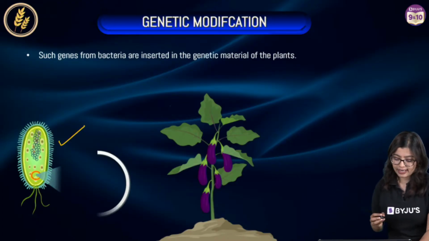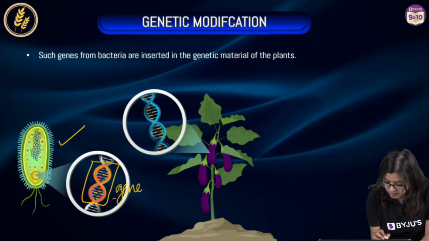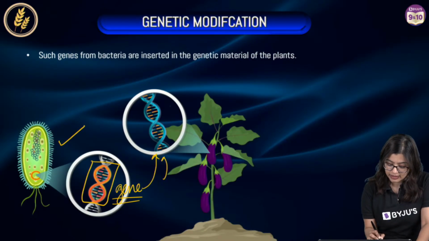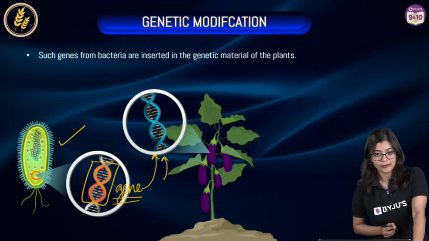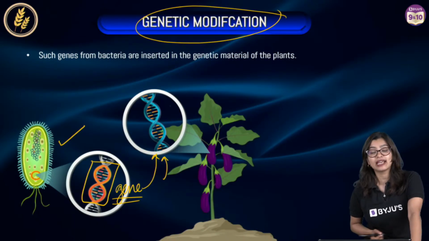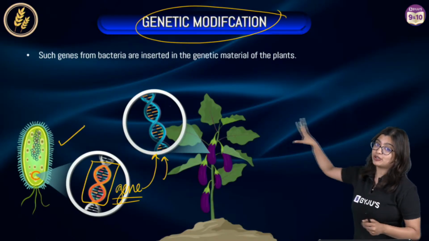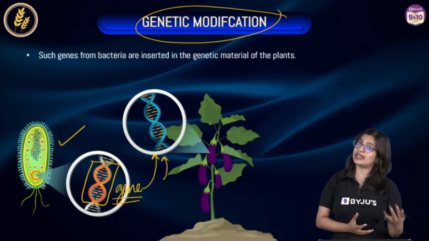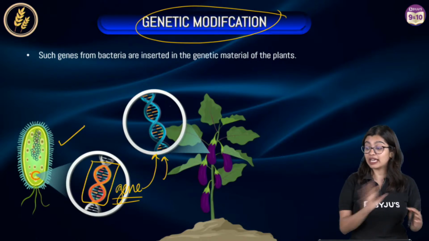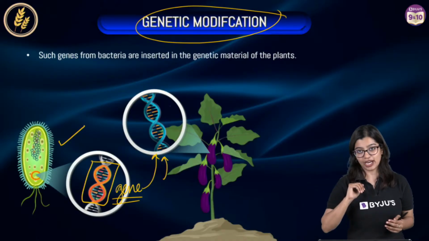So what they did, they took this particular gene from the bacteria and they inserted it into the brinjal. So what have they done? They have modified the genetic material. Now, the methodologies implemented to do this is what we call genetic engineering, right? So the field of genetic engineering includes all of these techniques that enable genetic modification, right?